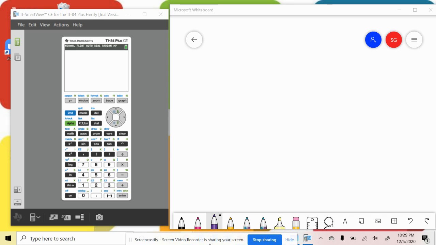Hey everyone. So in this first video, we're going to be talking about how you enter and store matrices in your graphing calculator. Okay, so storing matrices, right? This is awesome. You've got to have a graphing calculator. Yours does not have to be a TI-84 Plus. This is just what I happen to have on my computer to share, but they're all generally going to work the same way.